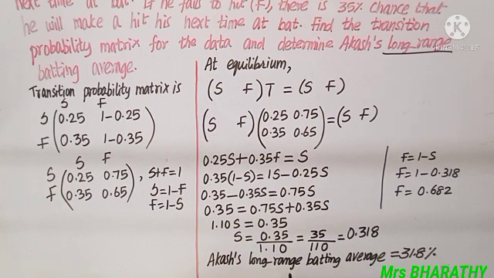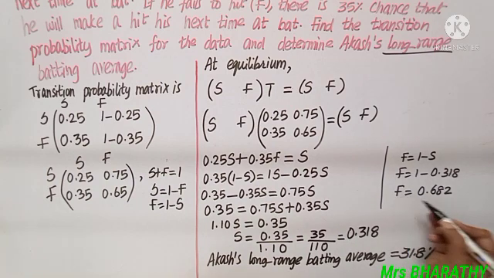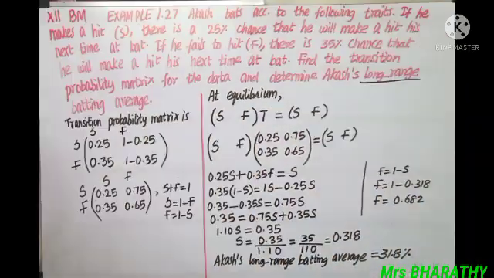Akash's long range batting average is 0.318, or if I multiply by 100, it is 31.8%. We can also calculate failure range, but since it is asked long range batting average, we need to write success as our answer.